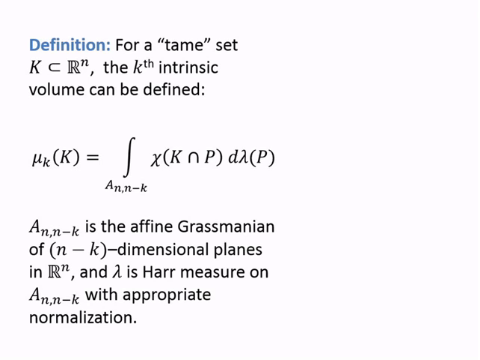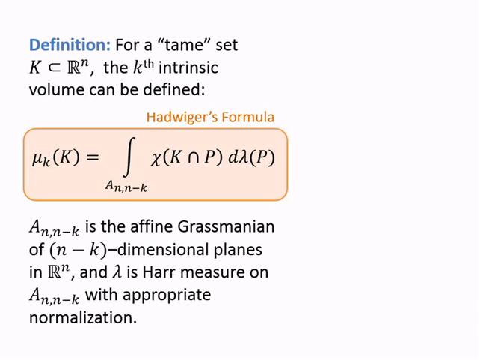Yeah, that makes sense, yes. So this is the definition in a much more general case. This works whenever the Euler characteristic is defined for all such intersections of planes with my set.